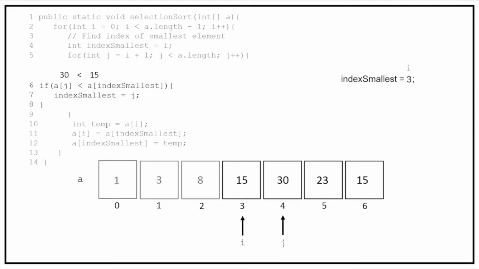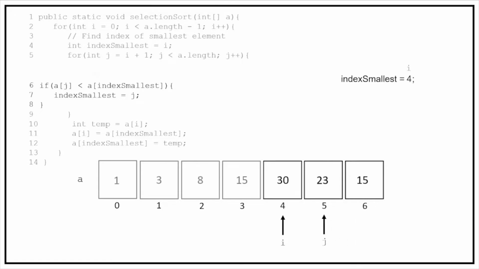Is 30 less than 15? False. Nothing happens, and j increments. Is 23 less than 15? False, which means nothing happens, and j increments. Finally, is 15 less than 15? Not really. This means nothing happens, and we can now increment I, set index smallest to I, which is index 4, and set j to index 5.